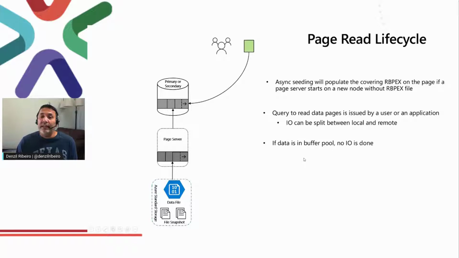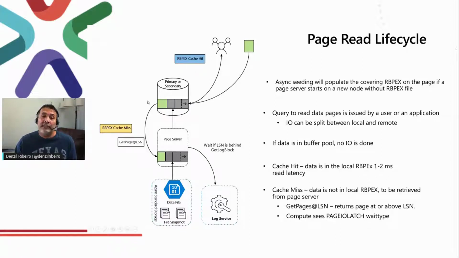When a user issues a read request to the compute, the compute first checks, do I have this data? And this IO doesn't have to exist fully in any one tier. It can be a combination. It may exist in the buffer pool or not. If it doesn't exist in the buffer pool, you check RBPX and see if there is an RBPX cache hit. If it doesn't exist in RBPX, then I do a get page at LSN, so I access a page on the page server.